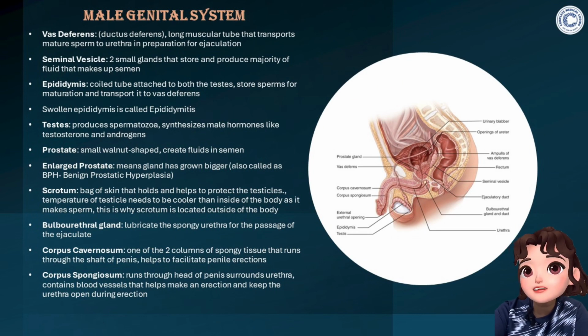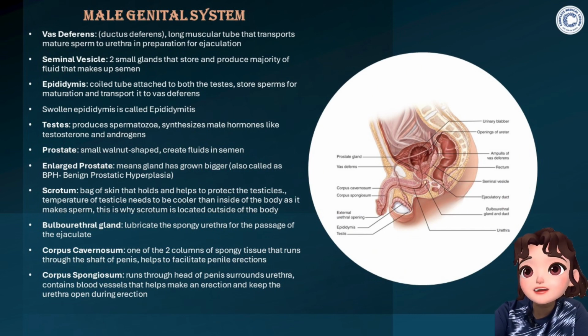Seminal vesicle. Seminal vesicles are two small glands that store and produce the majority of fluid that makes up semen. Epididymis. That's important. Epididymis is a coiled tube attached to both the testes. It stores sperms for maturation and transports them to vas deferens. Swollen epididymis is called as epididymitis. If the epididymis is swollen, that anatomical term is called as epididymitis.